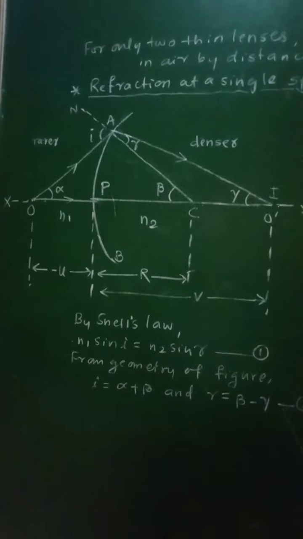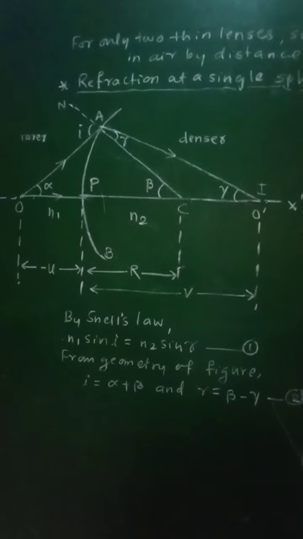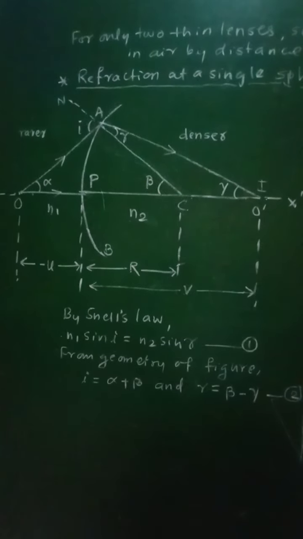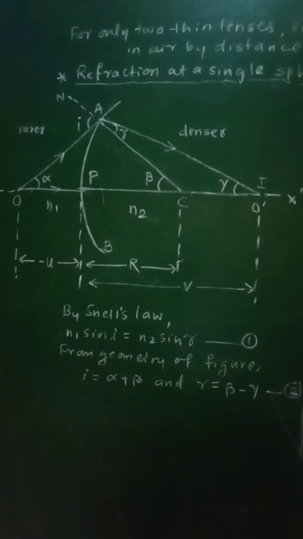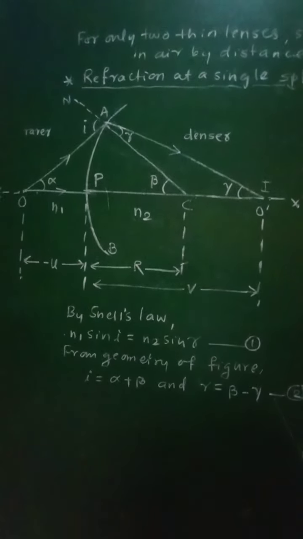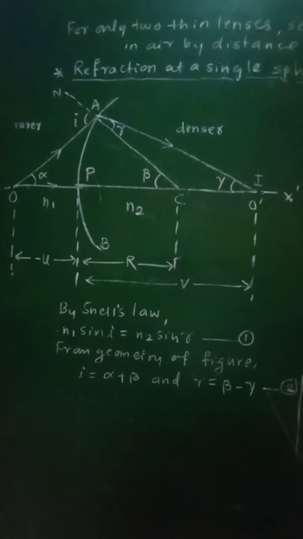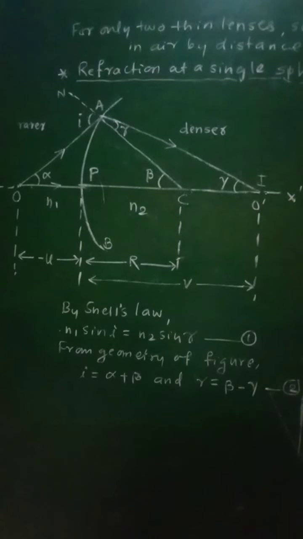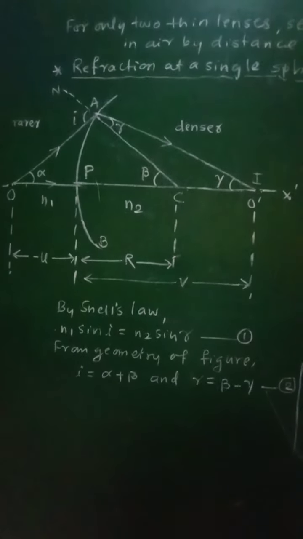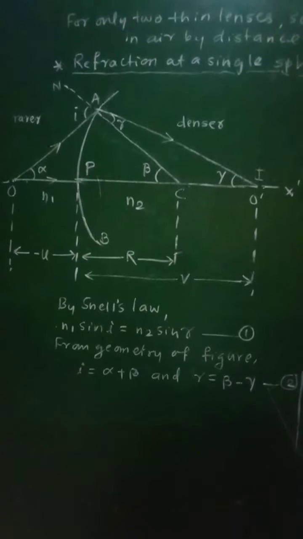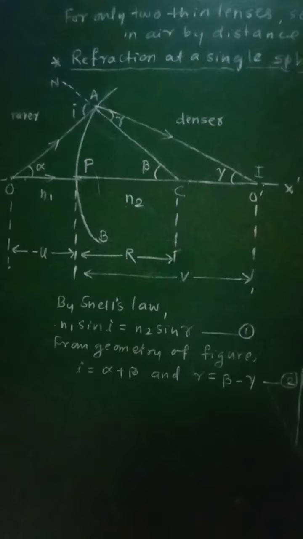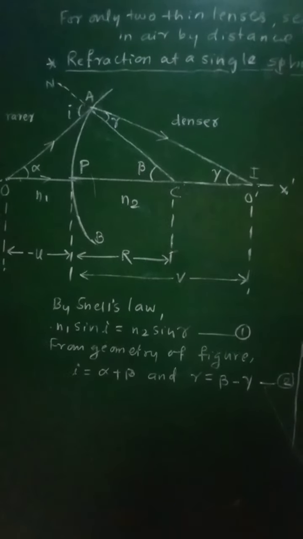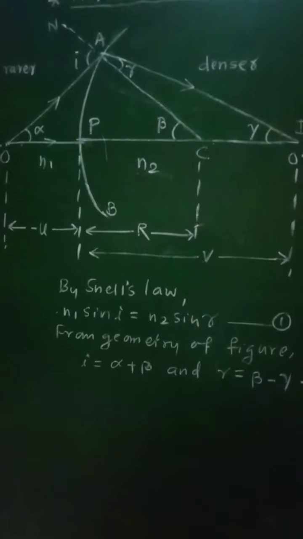Consider a spherical surface of radius of curvature R separating two transparent media of refractive indices n1 and n2. P will be the pole of the surface and X P X dash is the principal axis for that given surface. A point object O is placed at point O, therefore minus u from the pole will be the object distance. This object distance will be minus u because according to sign convention it is towards the left side of the pole.